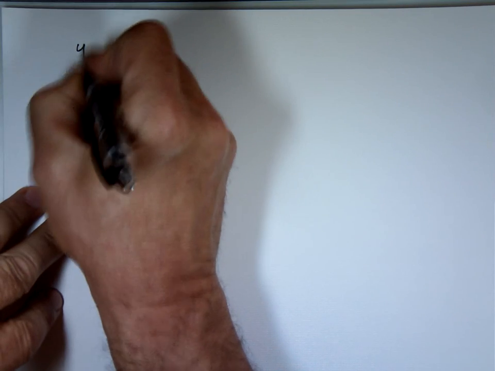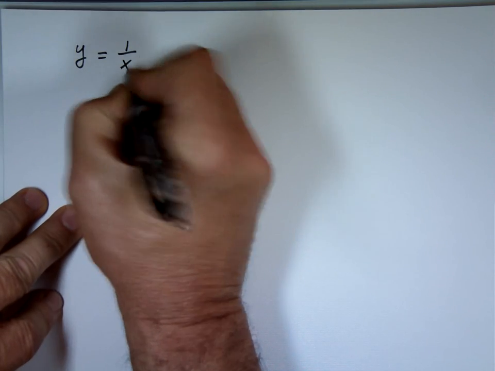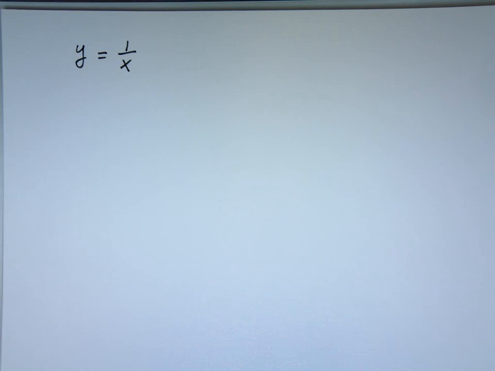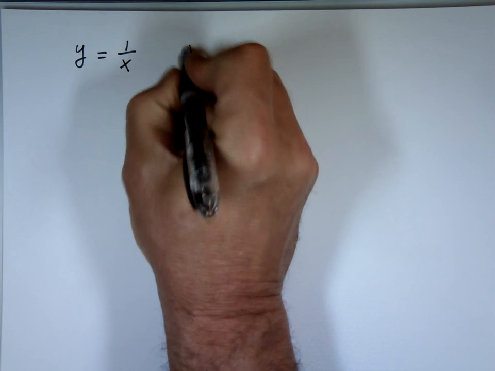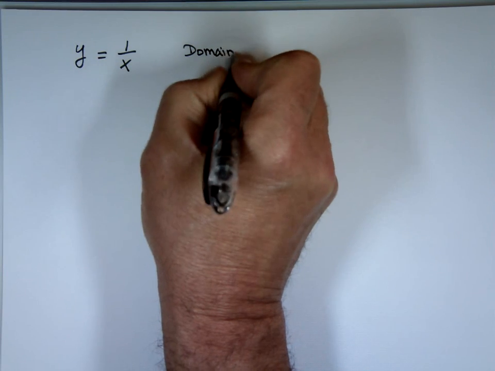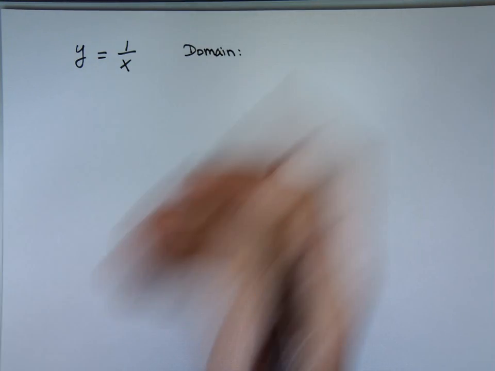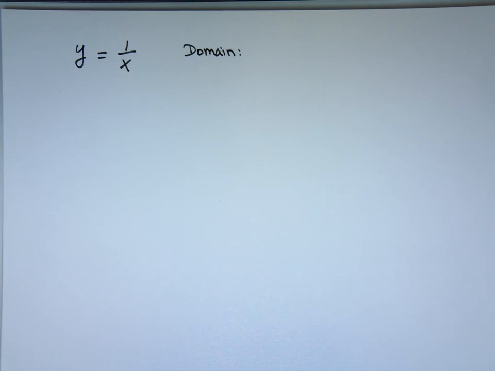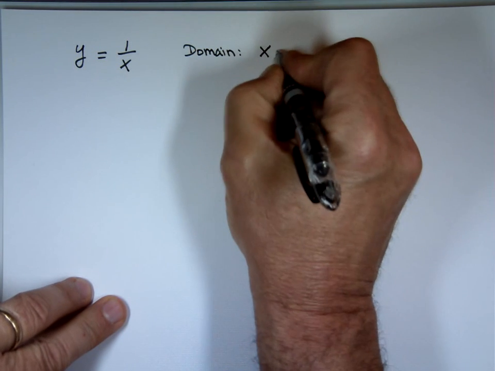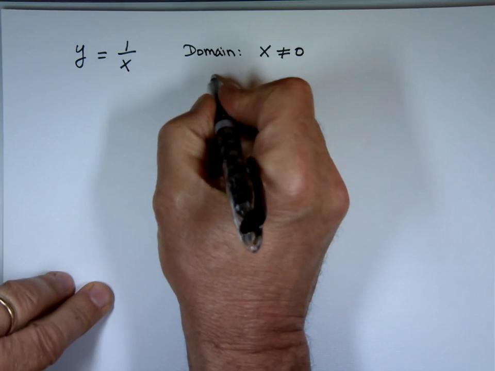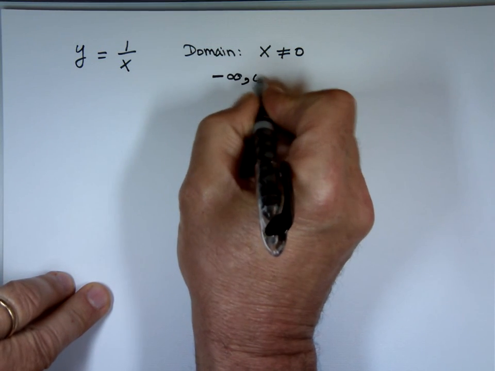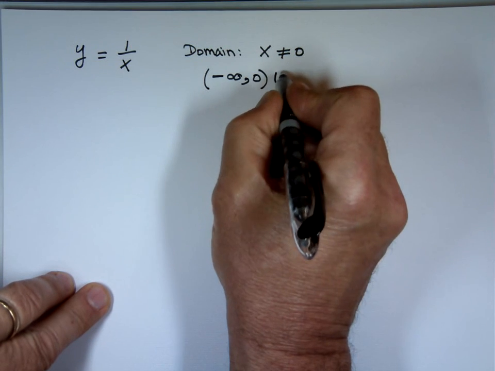I'll give you a simple one, 1 over x. My domain. What's the domain? Is there a value or values that we can't use for x? 0. x cannot be 0. Because when x is 0, what happens? You're dividing by 0. So your domain then is from negative infinity to 0, the union from 0 to infinity.